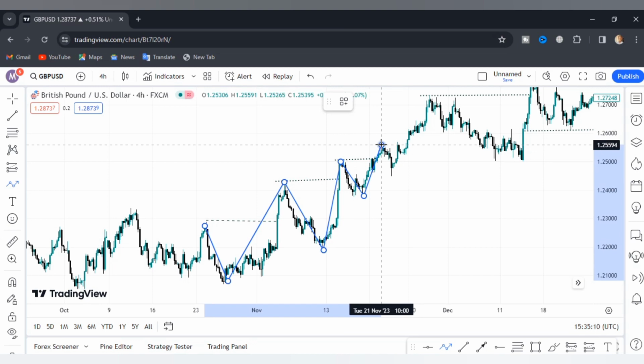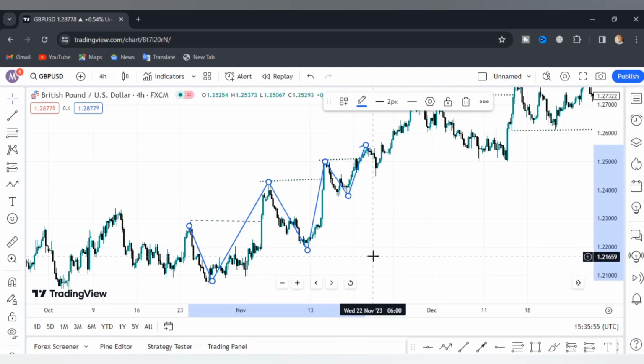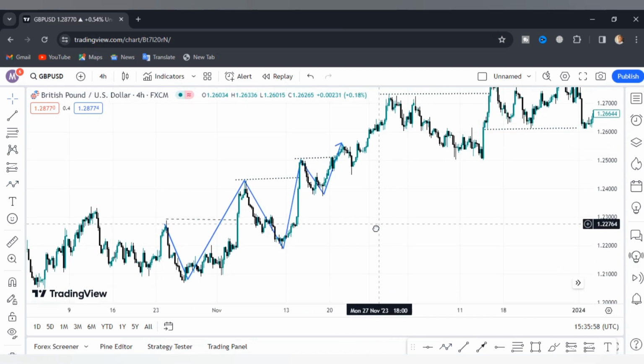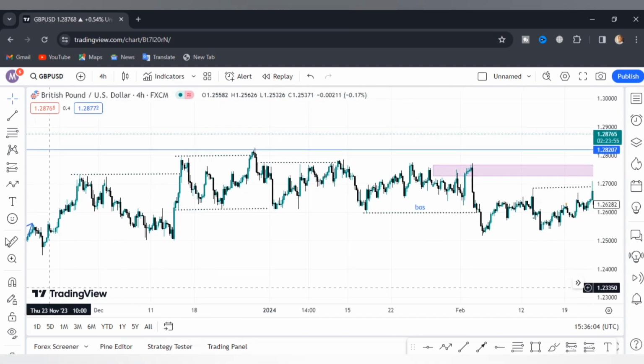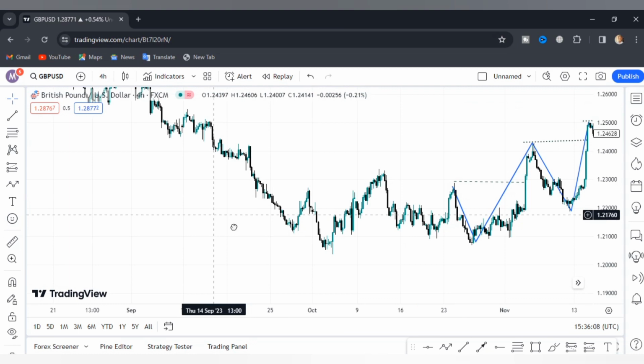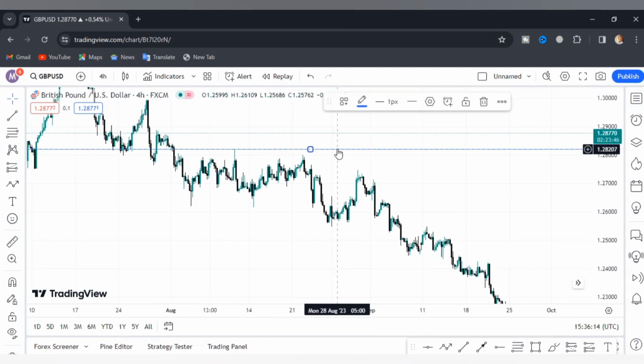So when you come to the charts, you must not waste too much time. So this is what I told you about a bullish market. It's just breaking highs. So this is a high, this is a low, this is a high, this is a low. So this is a bullish market. And also let me show you what a bearish market looks like.